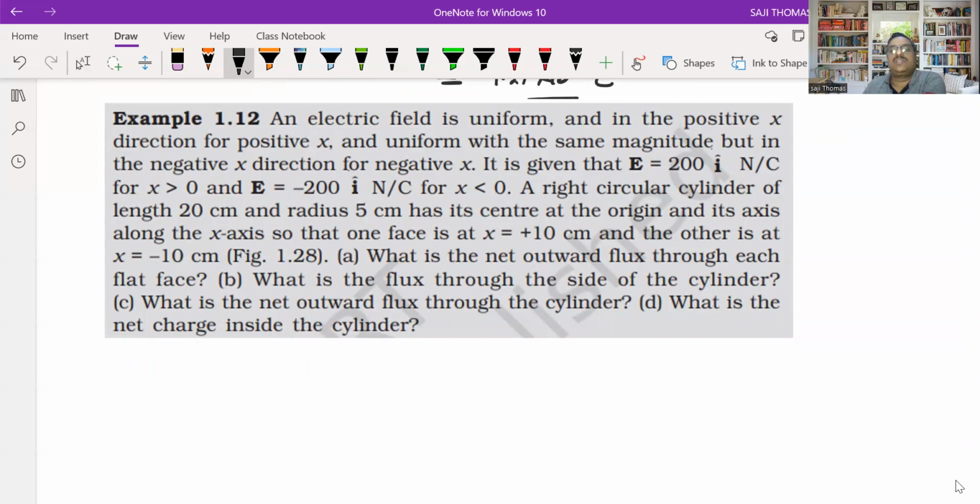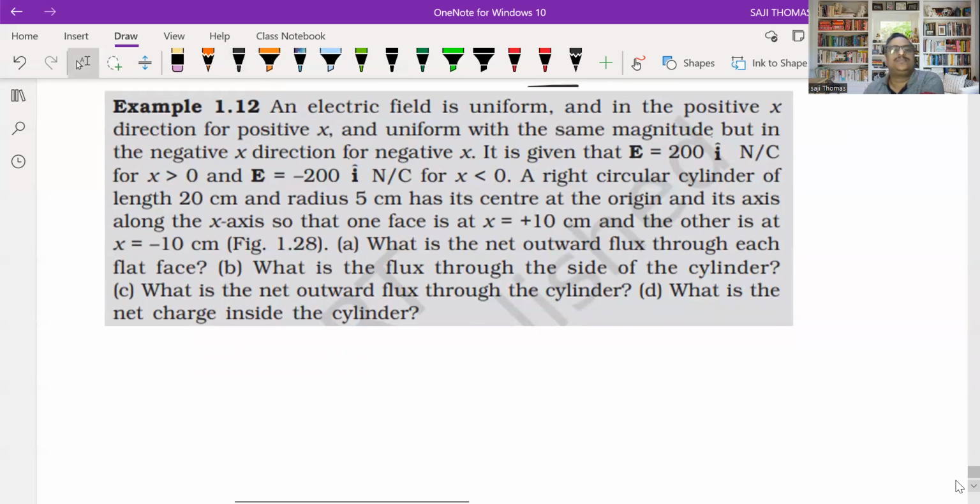A right circular cylinder of length 20 centimeter, radius 5 centimeter, has its center at the origin and its axis along the x-axis, so that one face is at x equals 10 centimeter and the other is at x equals minus 10 centimeter. What is the net outward flux through each flat face? What is the flux through the side of the cylinder? What is the net outward flux through the cylinder? What is the net charge inside the cylinder?